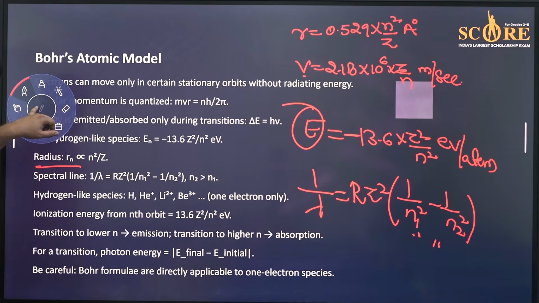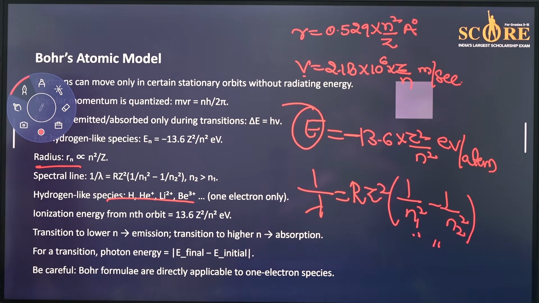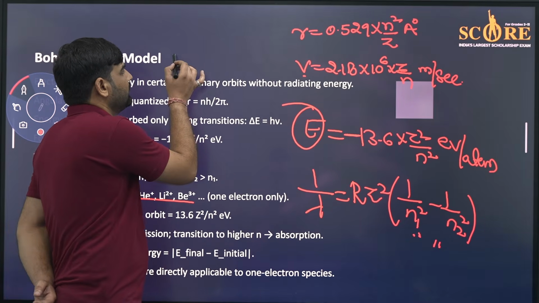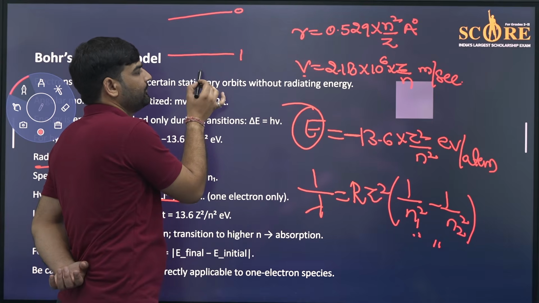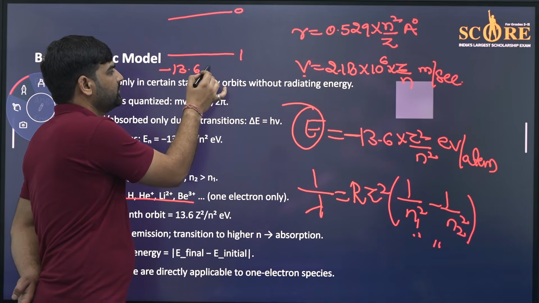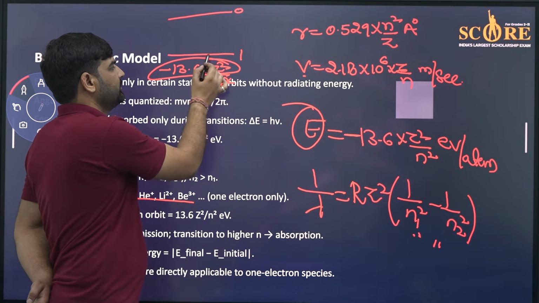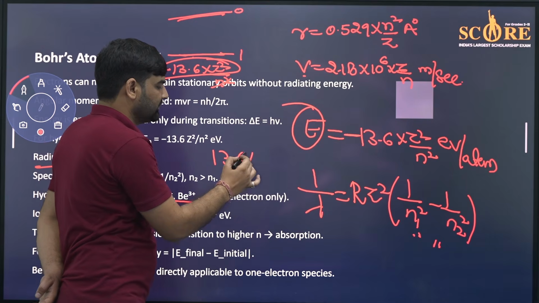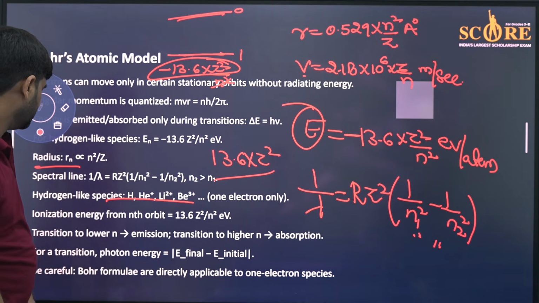Next, hydrogen-like species. Hydrogen-like species means only one electron should be there. Ionization energy, what does it mean? Energy at infinity is 0. Energy at n equals 1 we have to calculate. So energy at n equals 1 is minus 13.6 Z square divided by n square, n should be 1. So this is the energy of this level. Final will be 0, initial is this. So the difference will be 13.6 multiplied by Z square. So this will be the ionization energy.